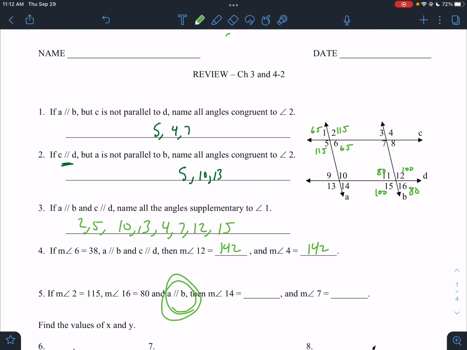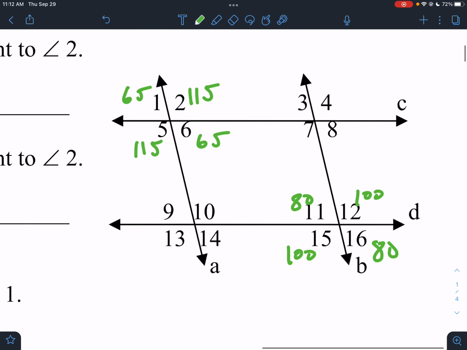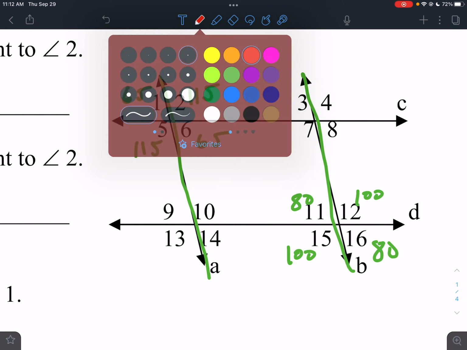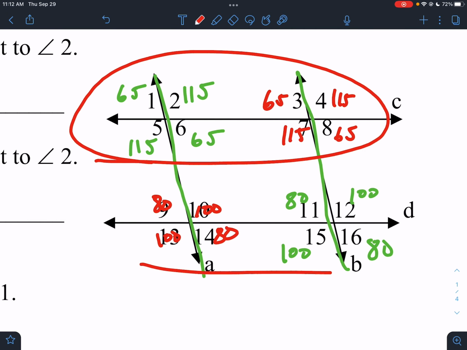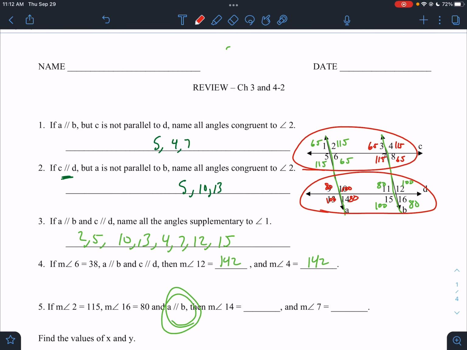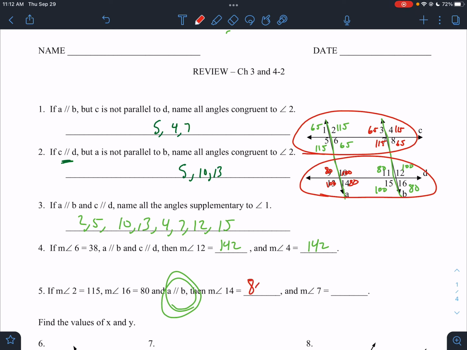And A is parallel to B this time. So just A and B are parallel. So what direction are we allowed to go? We're allowed to cross the parallel lines. 65, 65, 115, 115. Over here, 100, 100, 80, and 80. We can go this direction with our properties. So angle 14 would be 80, and angle 7 would be 115. Got it.